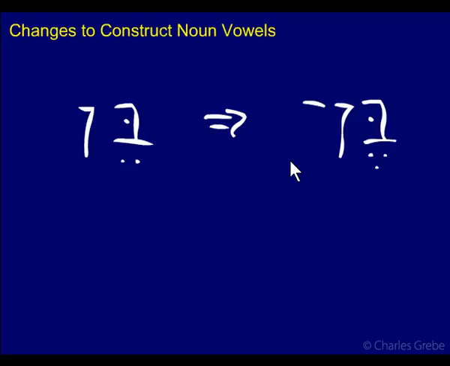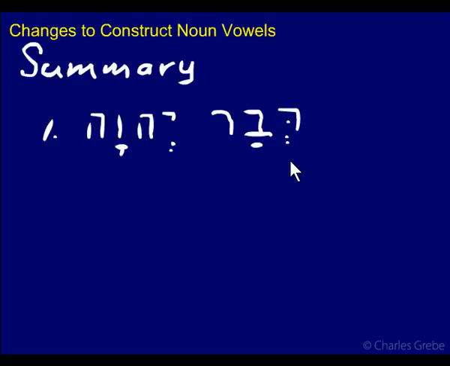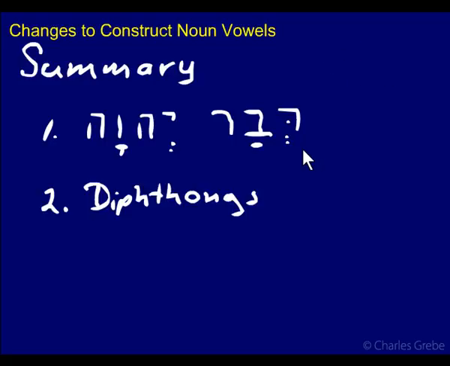Let me summarize this for you. Summary. Number 1, I would memorize this: Devar Adonai. If you know that that comes from davar, so 2 kametzes, they both change. This is rule 1, this is rule 2. Okay? Memorize that one example, and you'll cover both rules.